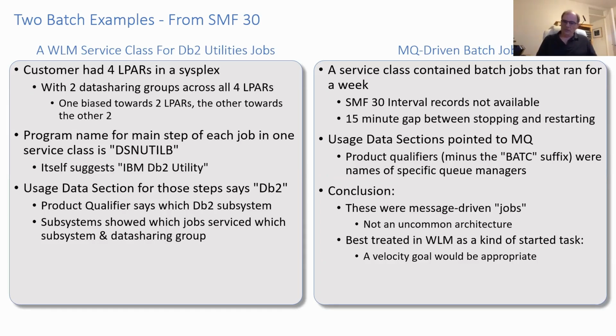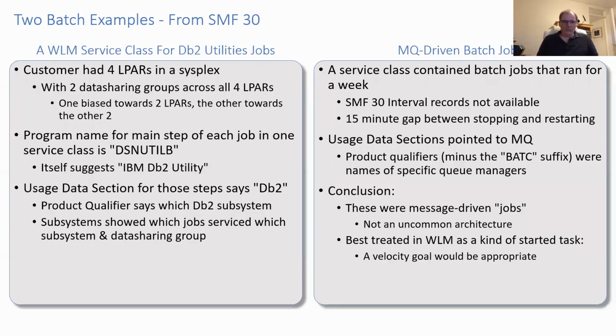So the conclusion here was these are message-driven so-called jobs, which is not an uncommon architecture. Now, one of the points here is if you're going to try and tune for these, it's best to treat them in WLM as if they were a kind of started task. They aren't, but they are kind of a started task. So probably for those, a velocity goal would be appropriate, not a typical batch response time goal. Again, you might treat standard batch jobs with velocity goals, that's fine, but with these, you certainly wouldn't want to use response time goals.